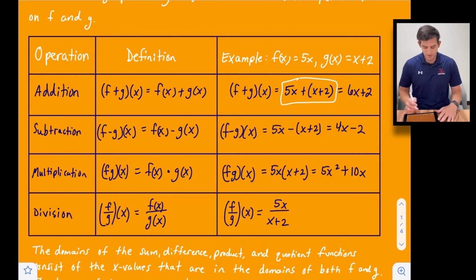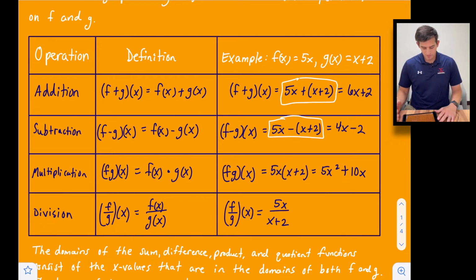Now for subtraction, we say f minus g of x is equal to f of x minus g of x, and we would subtract 5x minus the quantity x plus 2. In this case, we distribute the negative, so 5x minus x would be 4x, and then we have a negative 2 at the end, so the resulting function would be 4x minus 2.